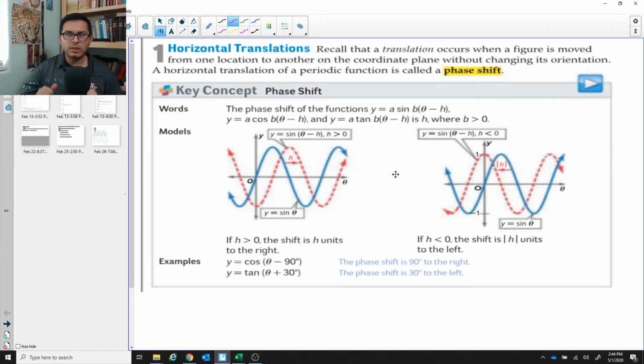Today, what we're going to be talking about is horizontal translations. But what does that mean? That just means that it's going to move to the right and to the left. So if you have some type of graph and then you do something to it and it moves to the right or the left, that's just a horizontal translation. But we like to call it a phase shift.